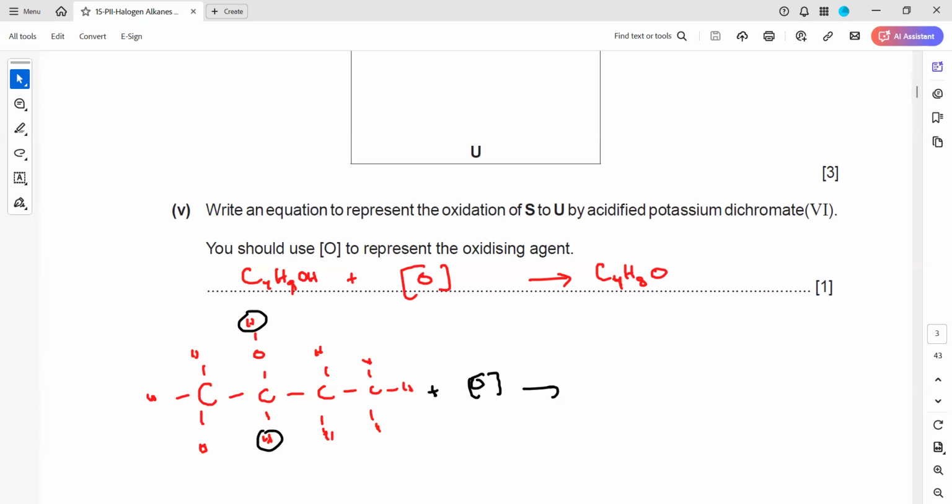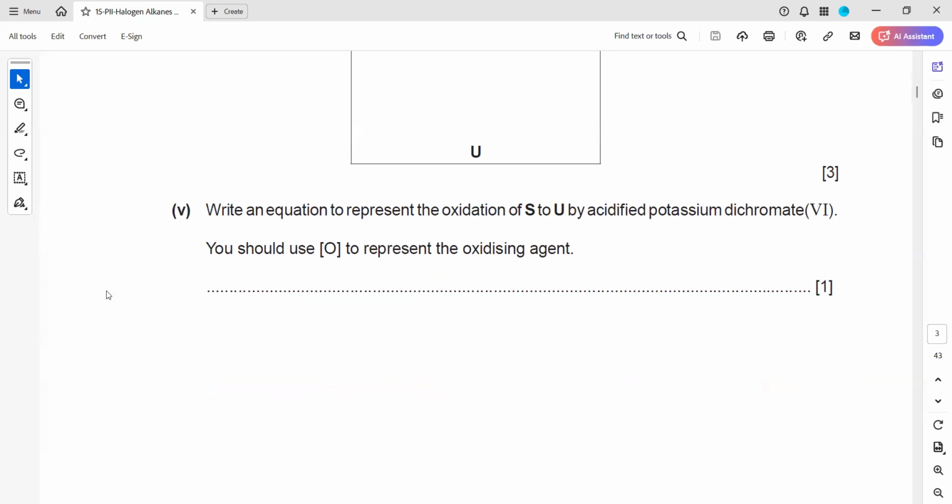So the product: CH3, then C double bonded with O, CH2, and then CH3. Plus, because these two hydrogens are removed and one oxygen is there, what is the other product? It will be H2O. So we'll have H2O as another product. This is the oxidation of a secondary alcohol, which leads to the formation of a ketone. So this was about the question.